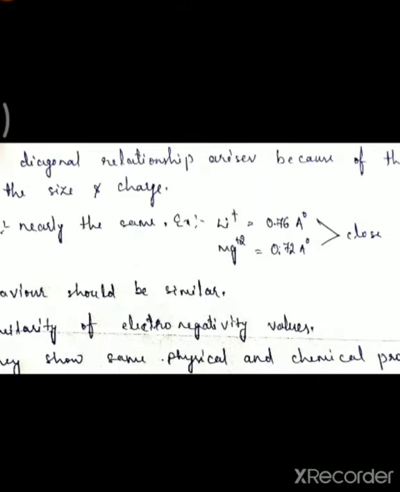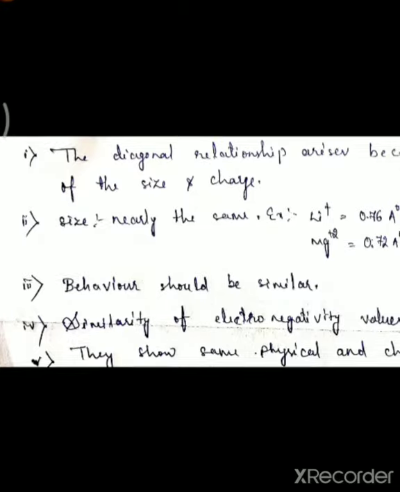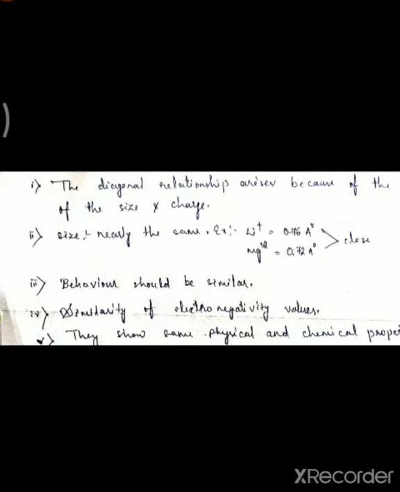Suppose see the size given here: the size of lithium is 0.76 Angstrom and magnesium is 0.72 Angstrom, which seems very close. Then the behavior should be similar also. If they are in a diagonal relationship, they are similar, so their behavior also should be similar. Then another case is the similarity of electronegativity values.